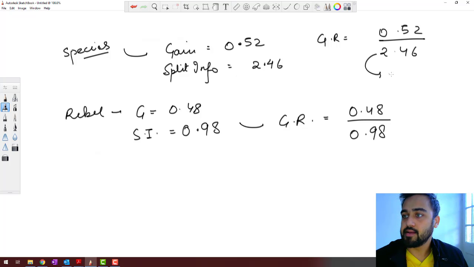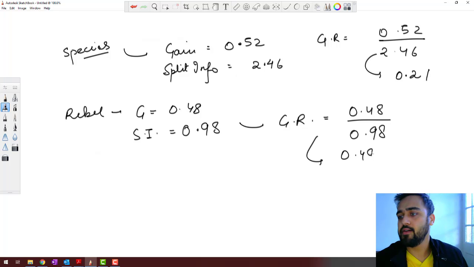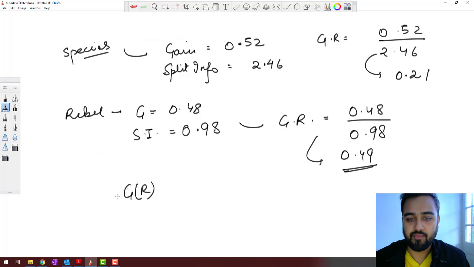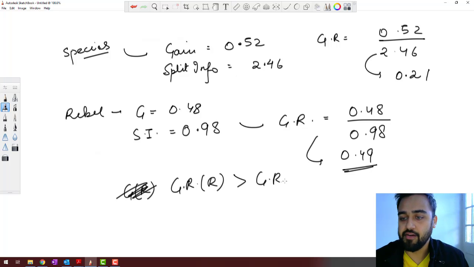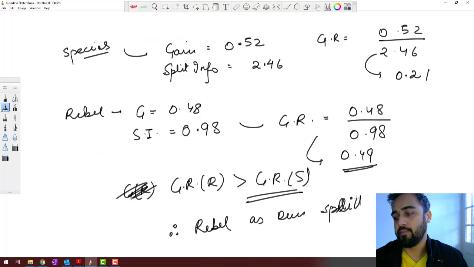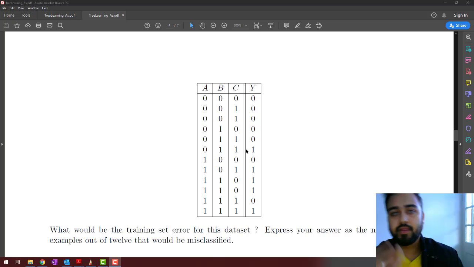If you calculate it, gain ratio for species comes out to be 0.21, and for rebel it comes out to be 0.49. So as you see, gain ratio for rebel is greater than gain ratio for species. Therefore, we choose rebel as our splitting attribute. So now that brings us to our third question.